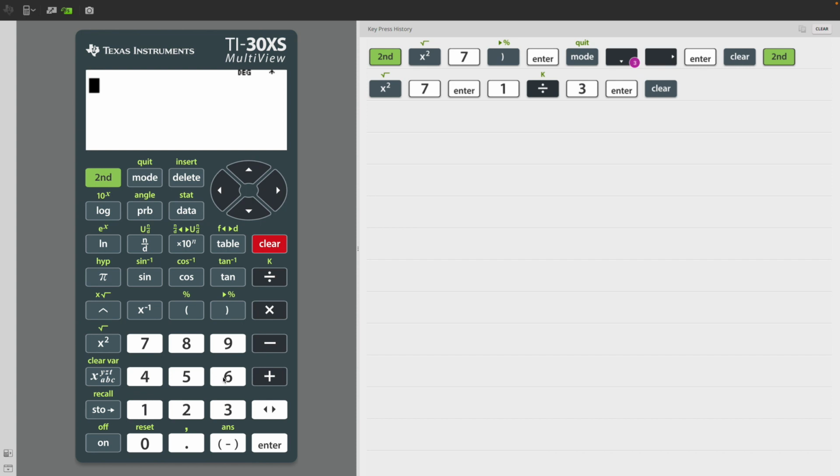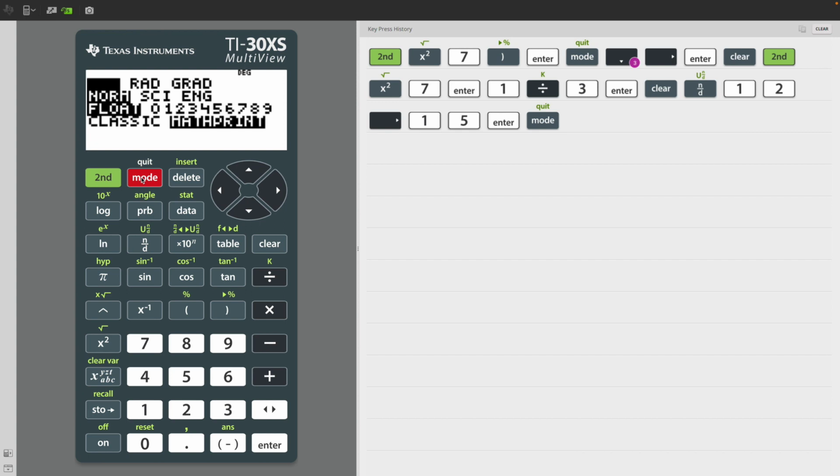Love that. For example, if I had the fraction 12 over 15 and just press enter. Ooh, reduced fraction, like a mathematician. Math print mode, super useful. Other mode that you need to be able to flip between is normal and scientific.